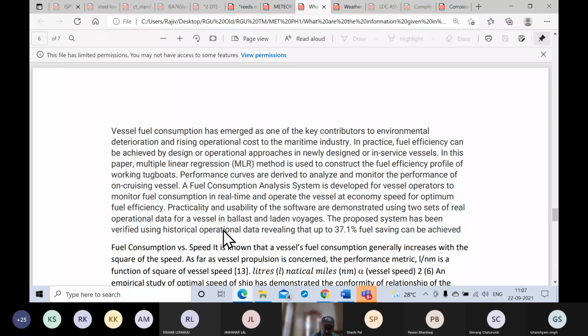Now, one thing is definite, whatever changes can happen, it is a well-known fact that fuel consumption will generally increase with the square of the speed of the vessel. The more the speed, the more the consumption. So a balance has to be struck between the speed and fuel consumption by using EEDI. This analysis is also carried out.